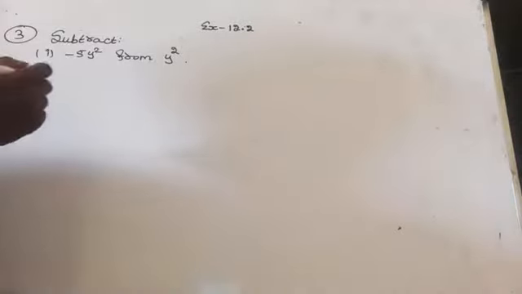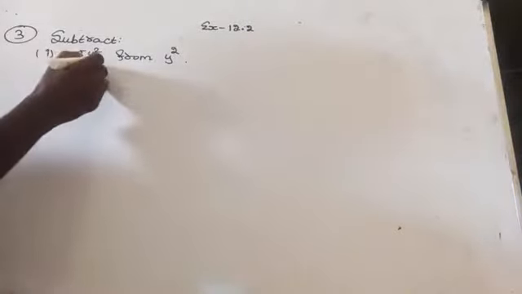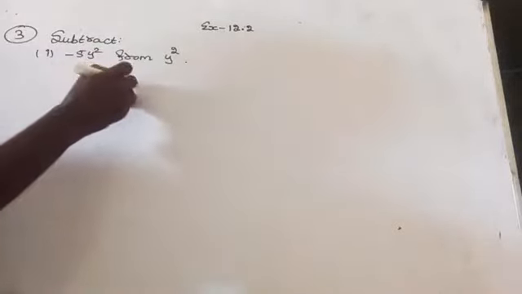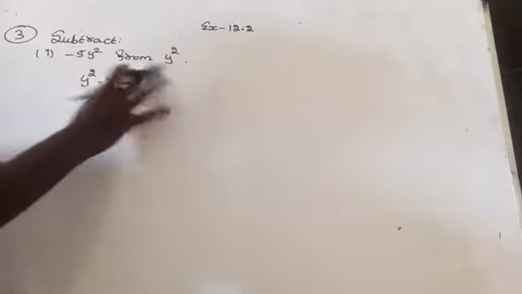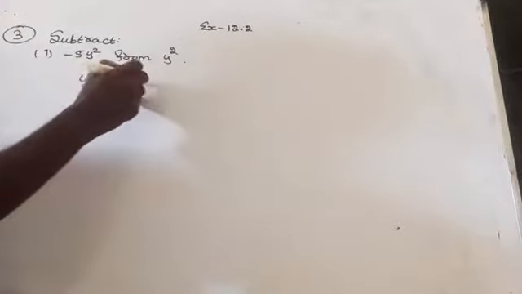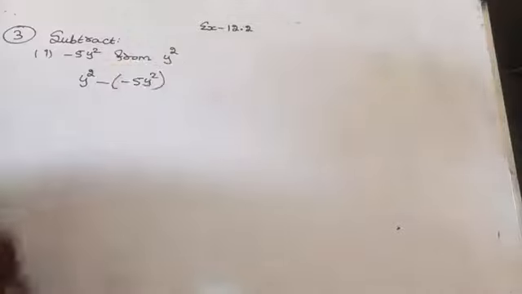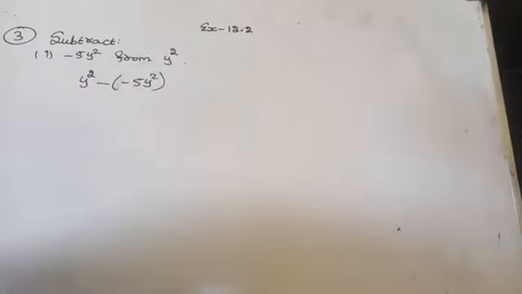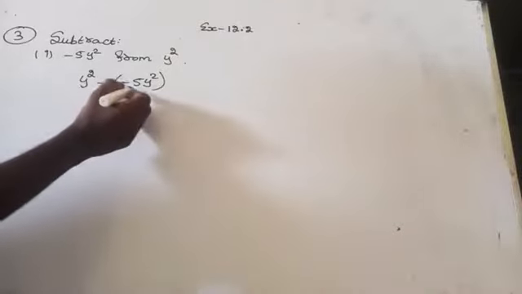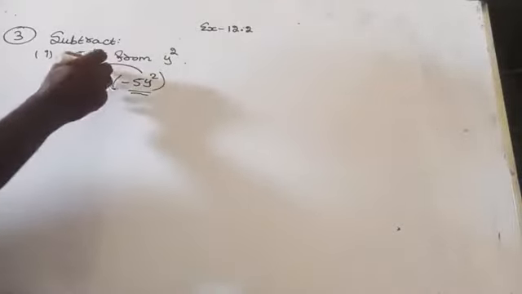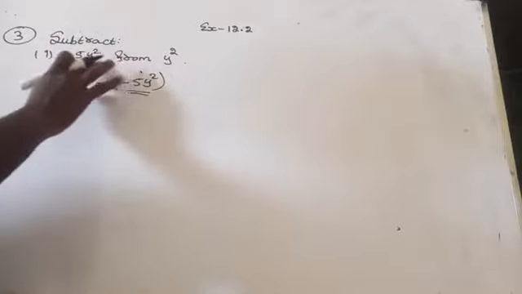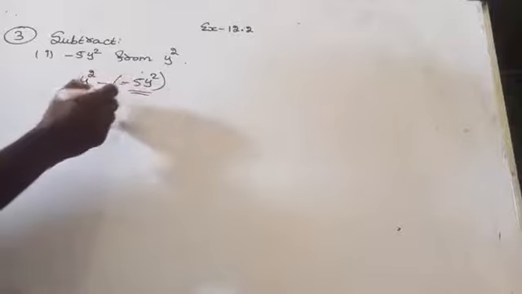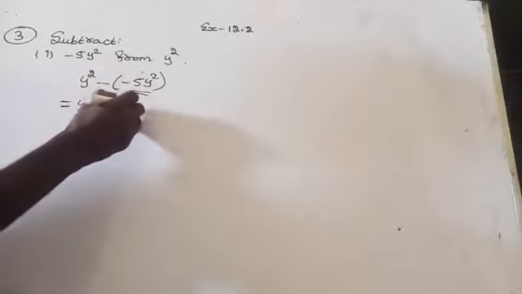Minus 5y square from y square. So from will come first. That is y square minus of, here what we are having? Minus 5y square. That is, we are subtracting minus 5y square from y square. Am I right? Are you getting here? Now that is y square minus into minus is plus 5y square.